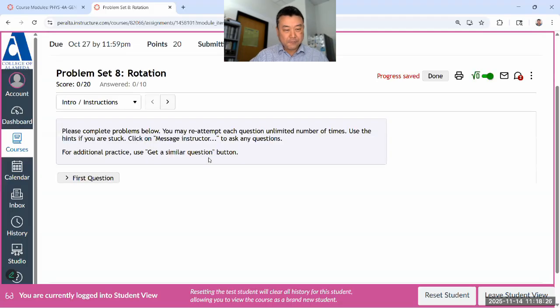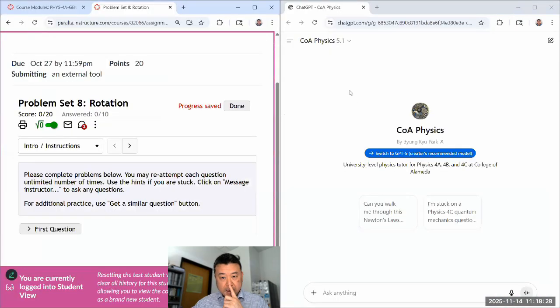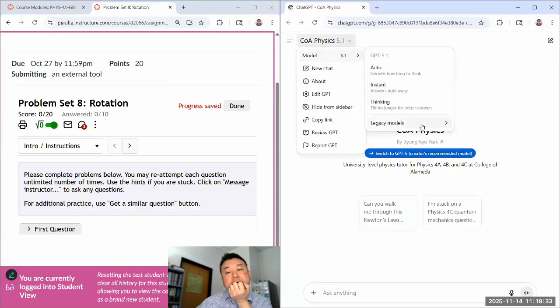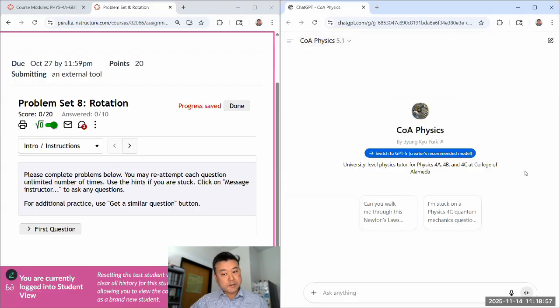So let's say we are working on rotation. And one thing I am going to do: do I want to test it at 5.1? Let me try out 5.1. This is the latest model, and I haven't tested the CoA Physics GPT with this at all. They say 5.1 follows instructions better, so let's try this. I'm just going to leave it on 5.1 Auto, and then we'll see how well it does.